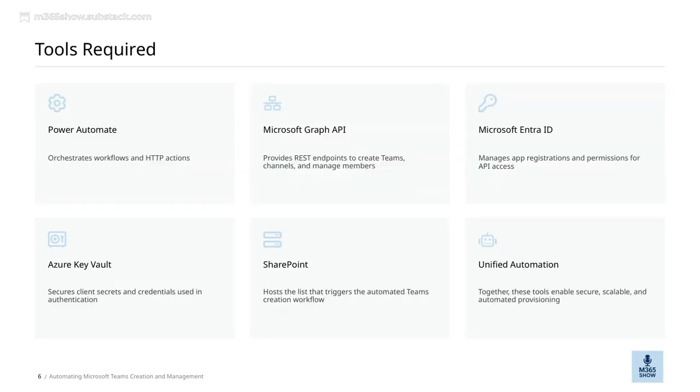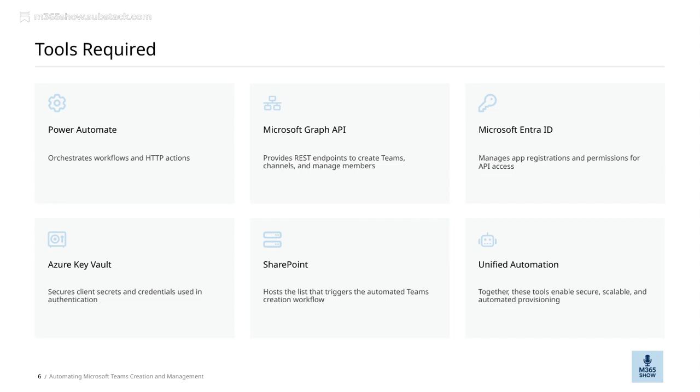Now, let's take a closer look at the tools required to automate Microsoft Teams creation and management. These tools work together to ensure that the process is secure, scalable, and fully automated. First, we have unified automation. This is the central component that hosts the list which triggers the entire workflow for creating teams automatically. It acts as the brains behind the operation, ensuring everything runs smoothly.